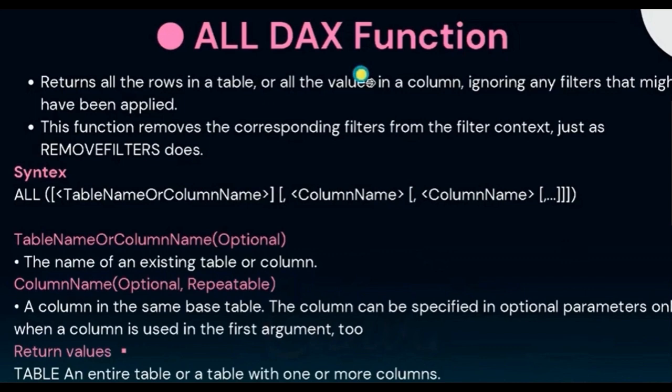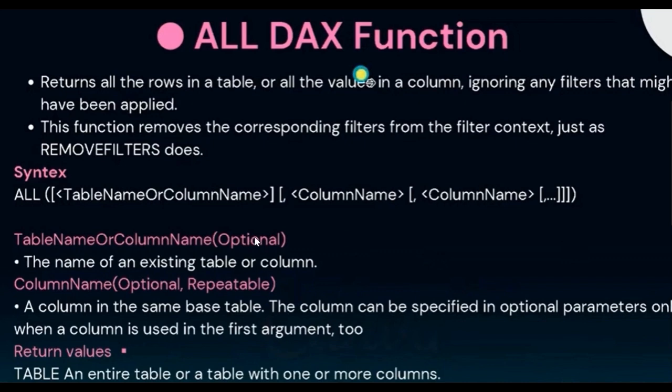What is the ALL DAX function? Next question is this. It returns all the rows in a table or all the values in a column, ignoring any filters that might have been applied. This function removes the corresponding filters from the filter context, just as REMOVEFILTERS does. The syntax for this is ALL, table name or column name. Now we can specify multiple column names here.